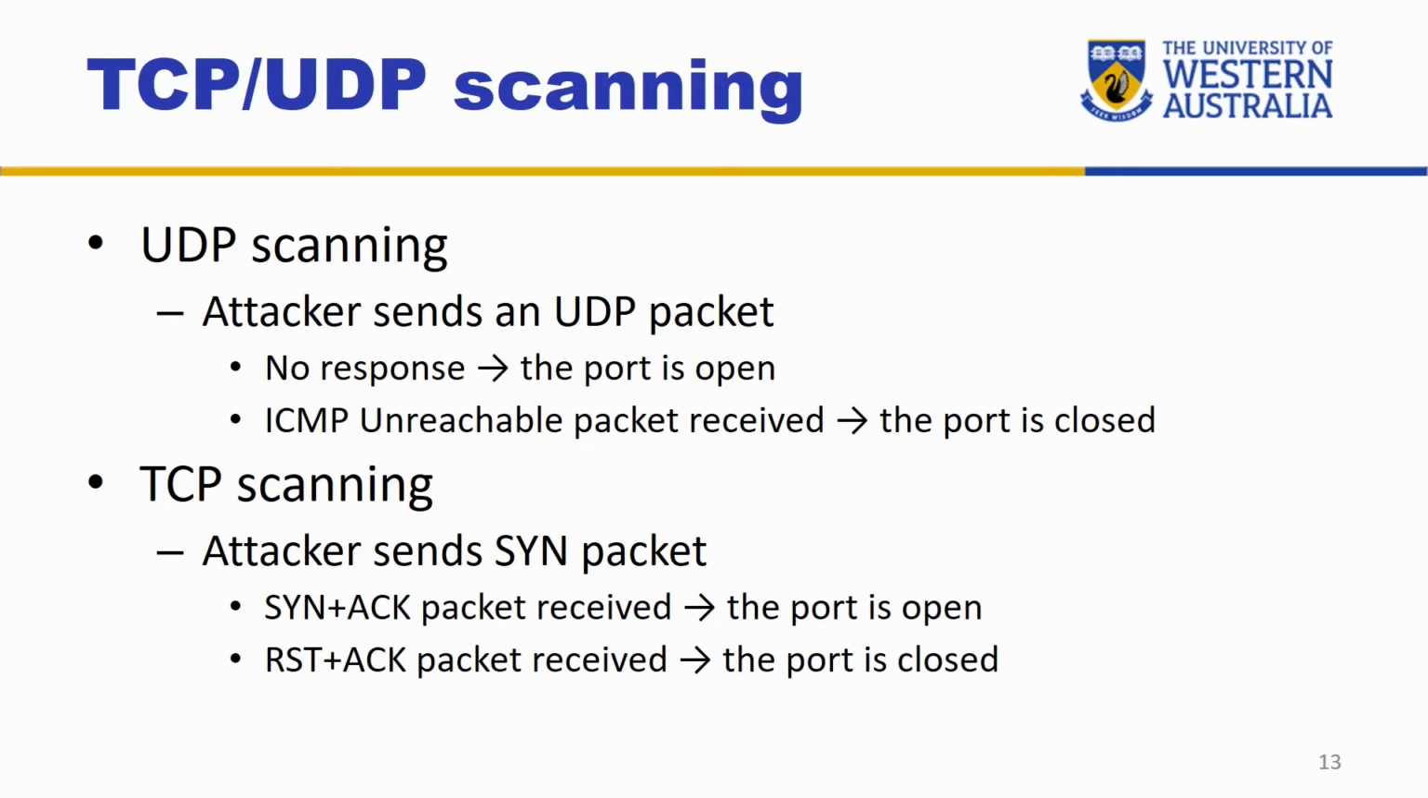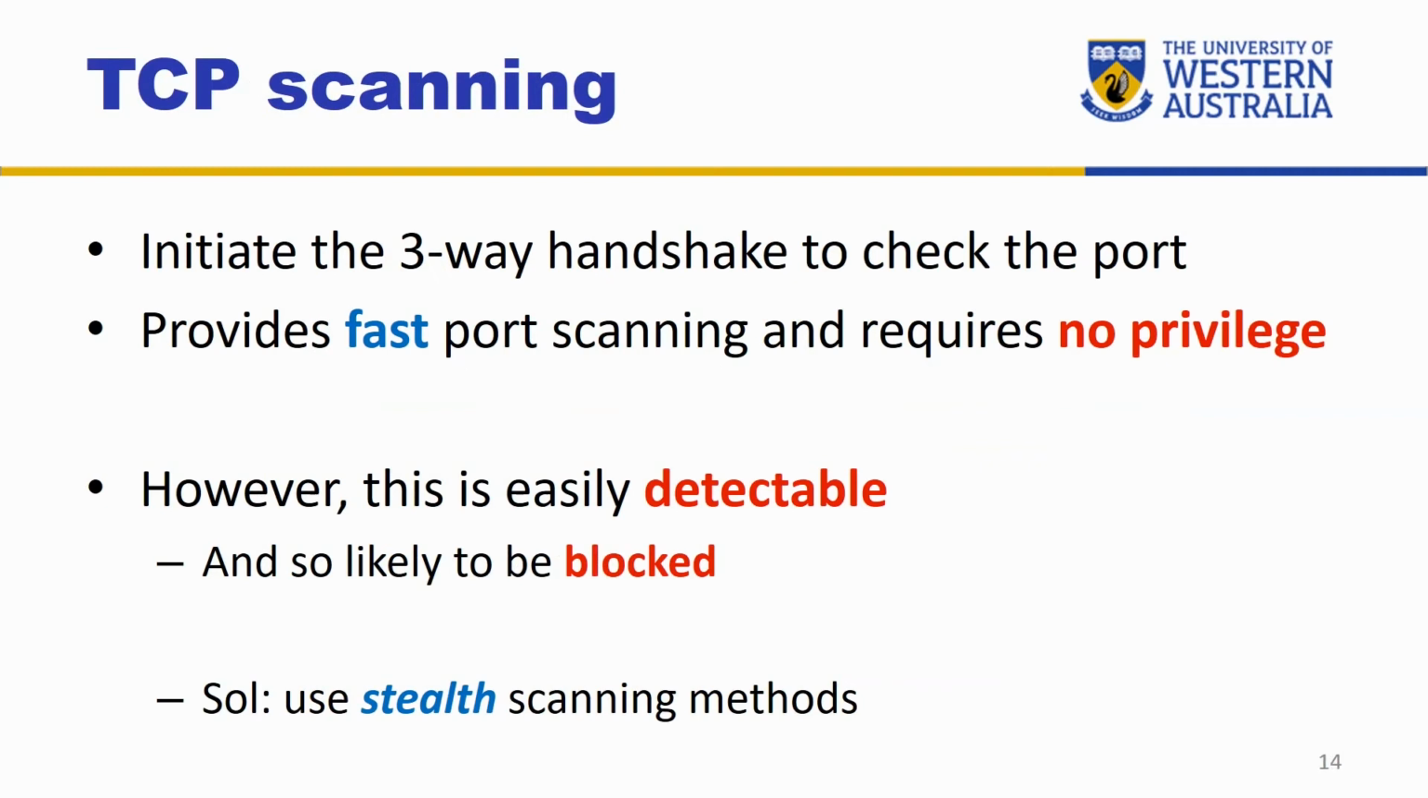So the attacker will send synchronize packets, and if we know the TCP three-way handshake, then we know that we're going to receive back the synchronization and acknowledgement packet, and this will indicate that the port is open. But if the TCP port replies with the reset packet, then we know that this is closed. So we can initiate the three-way handshake to check whether the port is open or not.